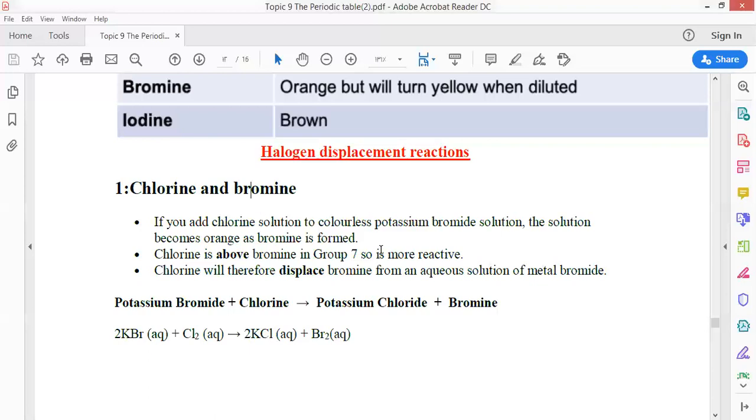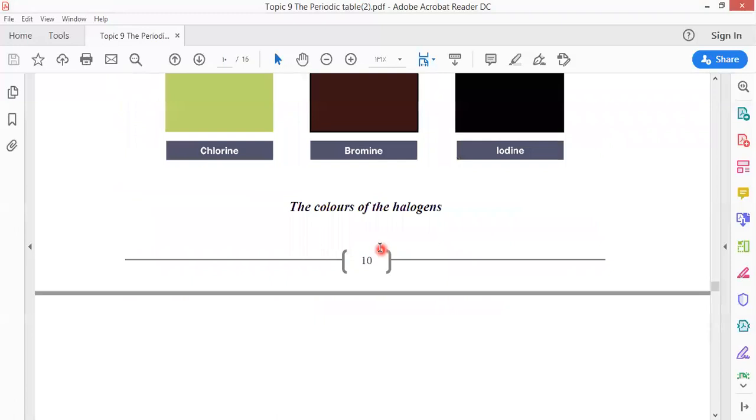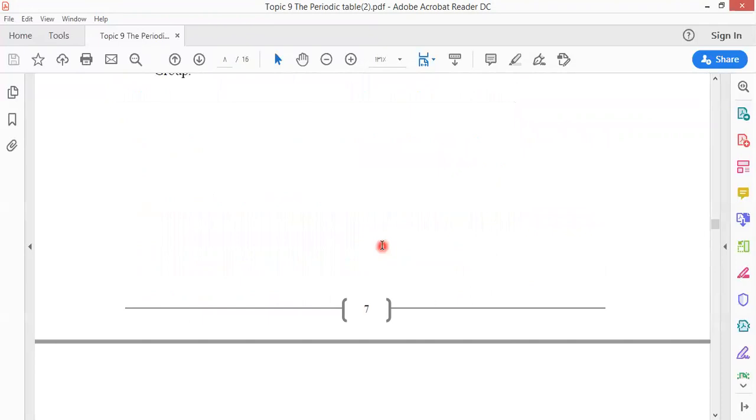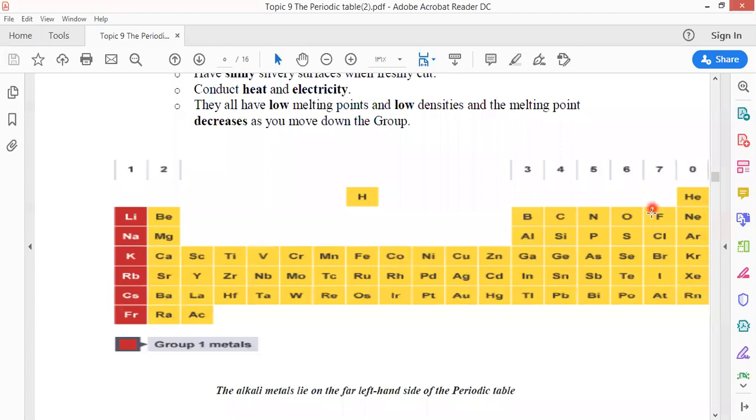Again, what is the meaning of reactivity? When I talk about group number 7, I am talking about group number 7 in the periodic table. What are the elements in group number 7? I am talking exactly about fluorine, chlorine, bromine, iodine. And we said, as you go up through group number 7, reactivity increases. Bromine is more reactive than iodine. Chlorine is more reactive than bromine. Fluorine is more reactive than chlorine. So by going up, reactivity increases.